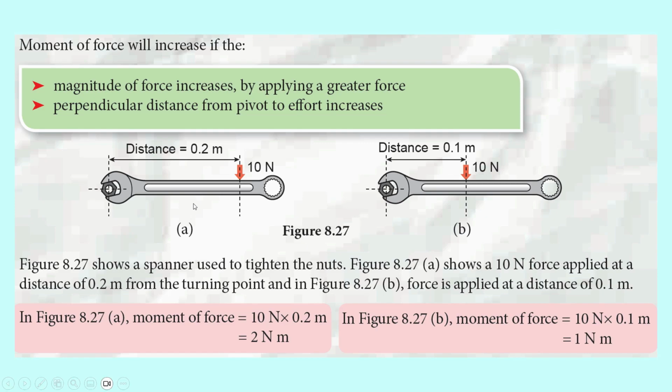So, if you have situation A and situation B, both of them use the same amount of force, but the distance are different. In A, the perpendicular distance is 0.2 meter. Meanwhile, in B, the perpendicular distance is 0.1 meter. Between these two, which one do you think will produce a greater moment of force? Exactly. Figure A will produce a greater moment of force because the perpendicular distance from the pivot to the effort is greater compared to B.